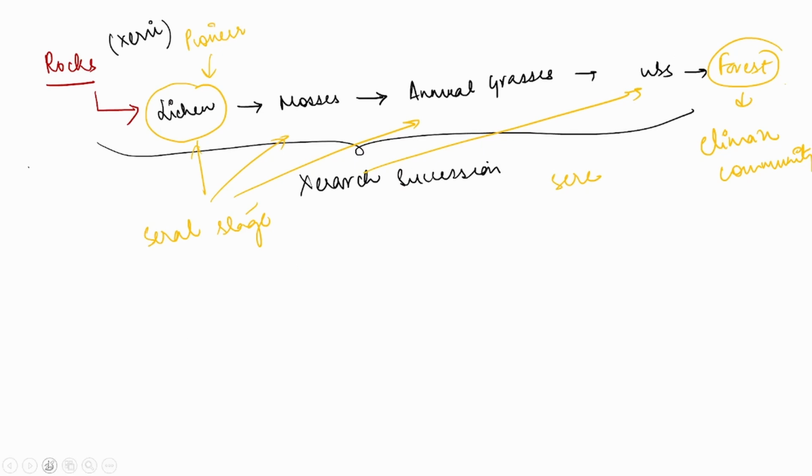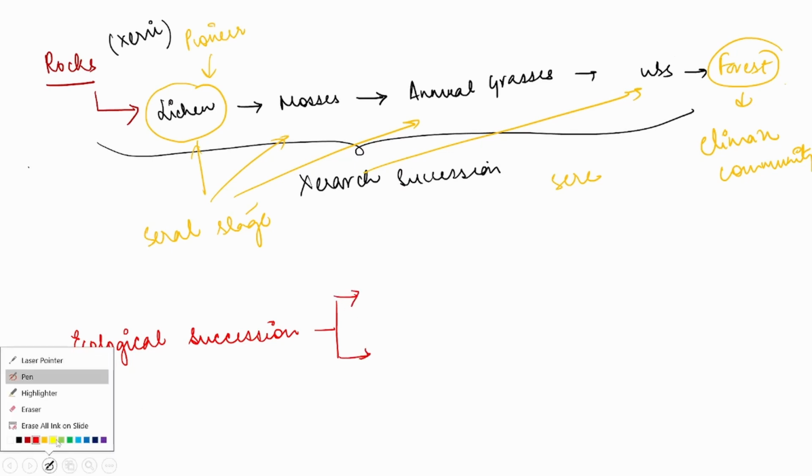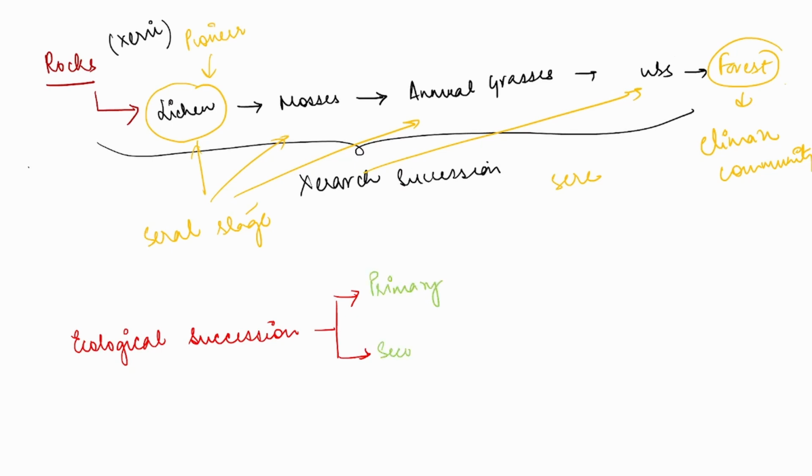Clear? So this is the succession. Now if we talk about ecological succession, it is of two types. What are the two types? One we call primary succession and the other secondary. So what is primary succession? You can say primary succession is succession which occurs in an area where no life existed before.